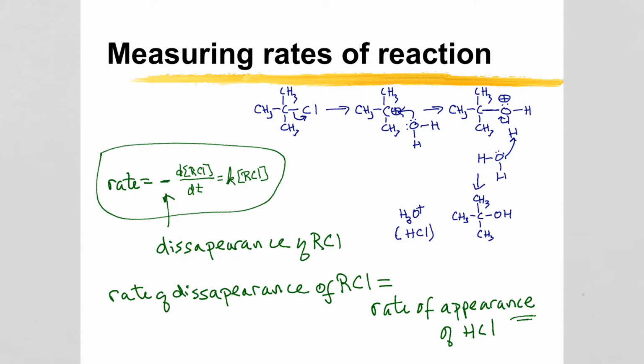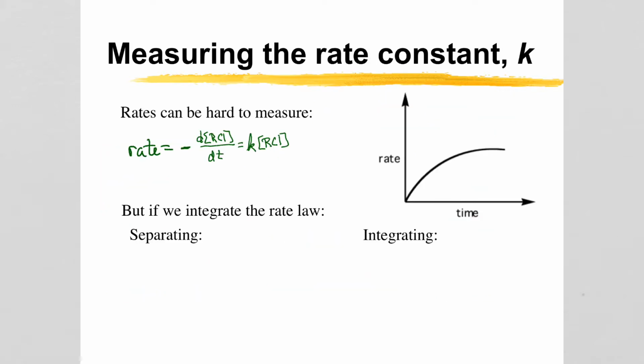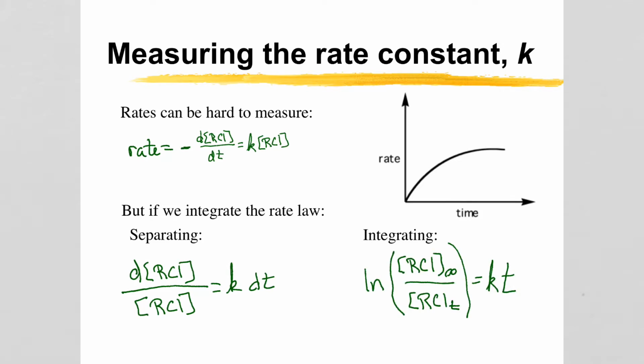And that's convenient because we have a hard time measuring the concentration of the alkyl halide, but we can measure the concentration of the HCl. Rates themselves can be hard to measure because you're measuring something that is changing over time. However, if we integrate the rate law by first separating all the variables and then integrating, we get the integrated rate law for the reaction.